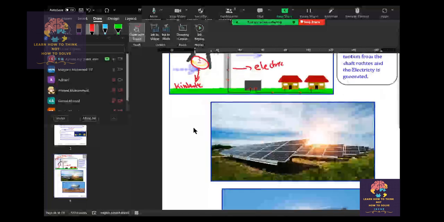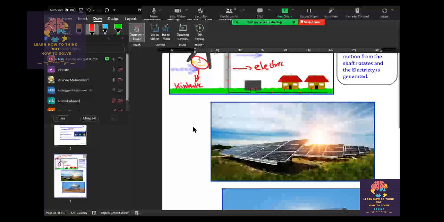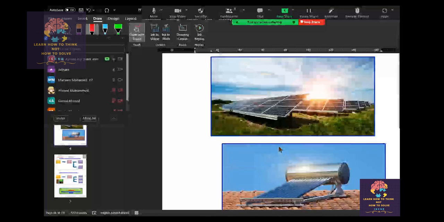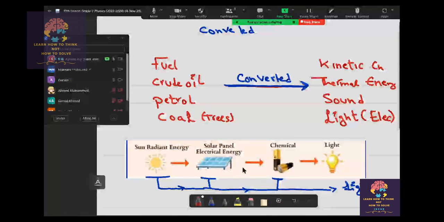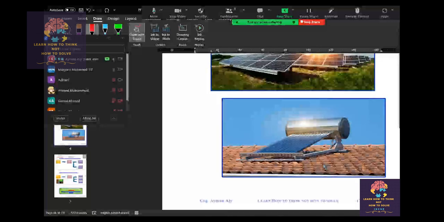Okay. What can we see now in this picture? Can anyone tell me what these are called? Solar panels. What's the difference between a solar panel and a solar cell? Solar panels absorb sunlight energy to make it electrical energy. Okay, we have two types of solar sheets. The first one is called solar cells. A solar cell converts the light energy into electrical energy, like this one. And this one is called a solar heater. A solar heater uses the energy inside the sun for heating.